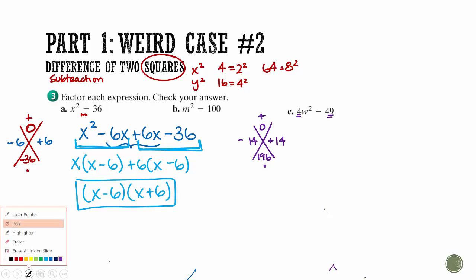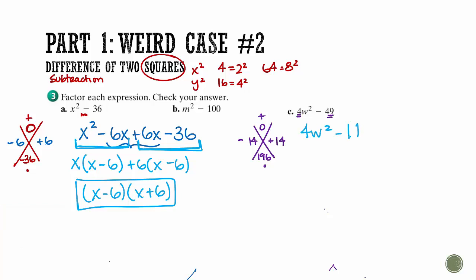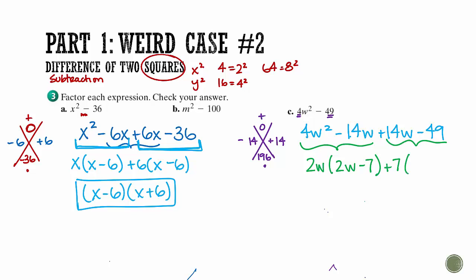So that's what we're going to split this up into. Negative 14w plus 14w minus 49. And hopefully the factoring by grouping is getting a little easier. And recognizing what things have in common is getting a little easier as well. I can pull out a 7 here, so I'm left with 2w minus 7. I have two 2w minus 7s, and then a 2w plus 7.